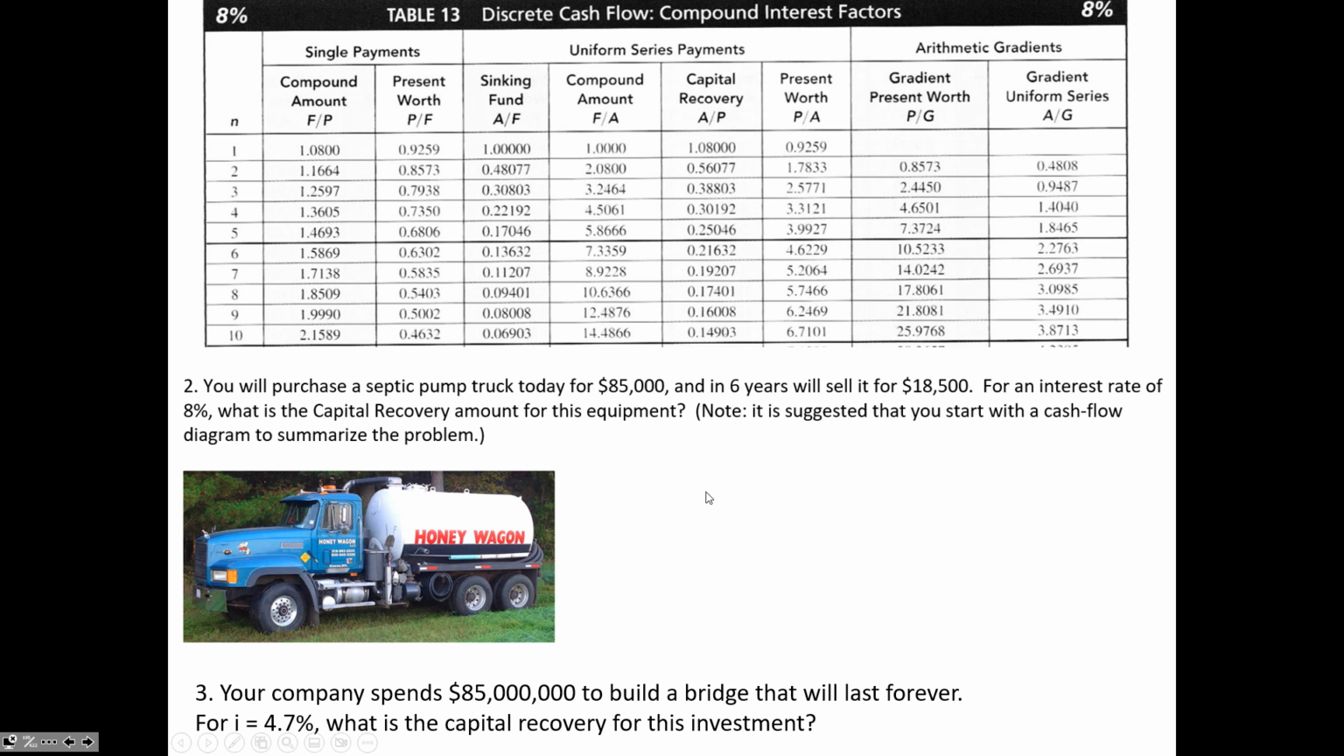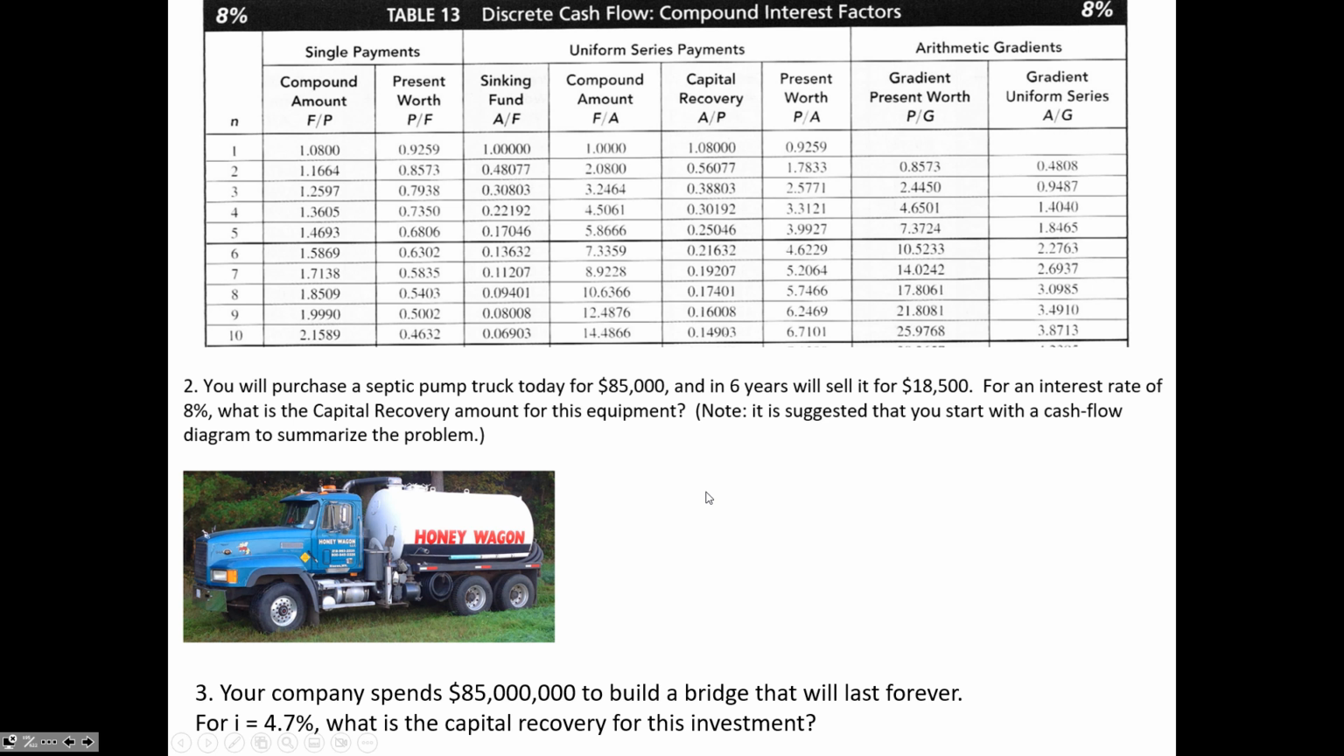Okay, the fourth problem we have is related to this septic pump. You can see I've written the cash flow diagram on the whiteboard, where we have an arrow down at time 0 in the amount of $85,000. So that's the initial purchase price. And then after 8 years, the equipment can be sold for scrap. $18,500 is its salvage value. And we want to know the capital recovery.